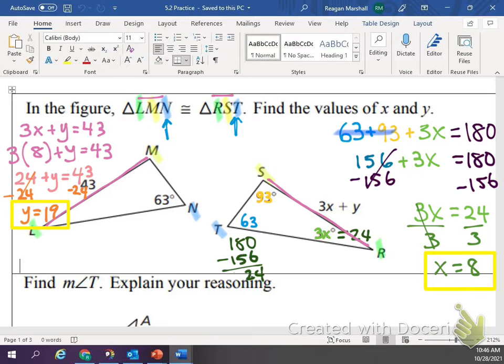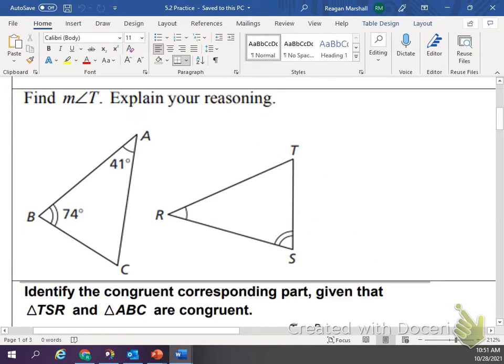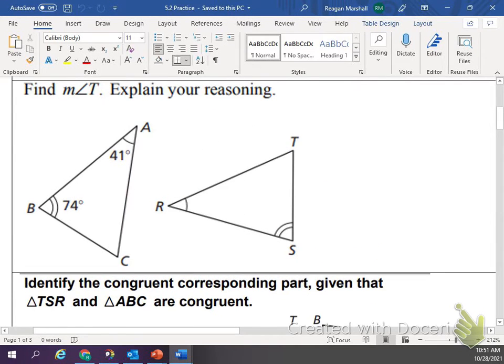Okay. The next one, find the measure of angle T. So, do we have any information in T's triangle? No, not number-wise, but we do know R is congruent to another angle. What is R? To A. R is congruent to A, which means it's 41 degrees. And then S has two arcs. It's congruent to B, which is 74.